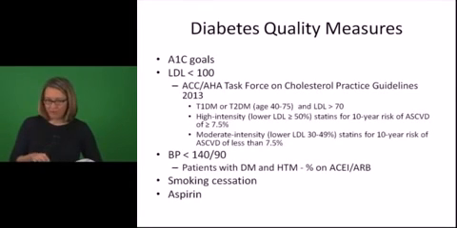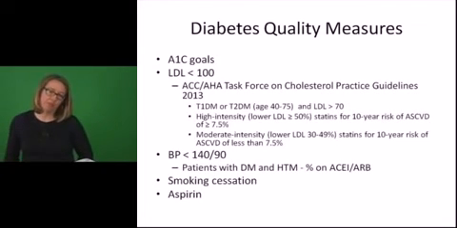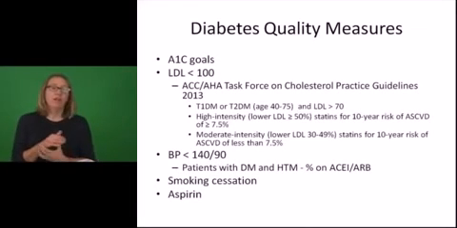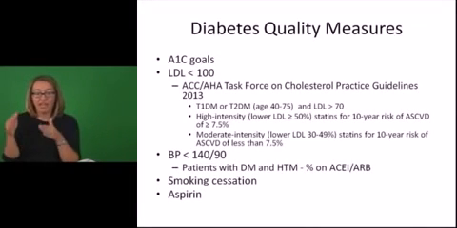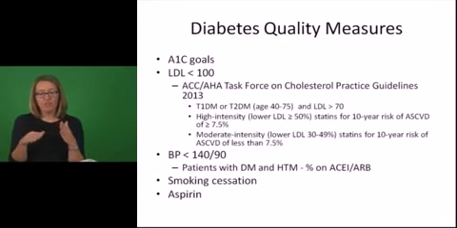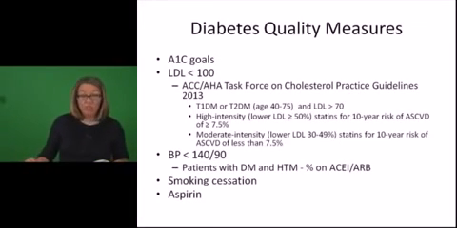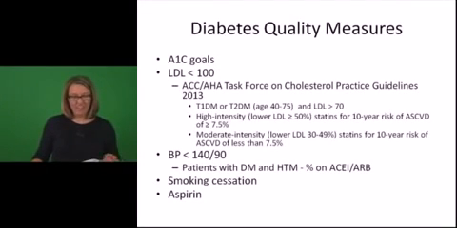Blood pressure goals of diabetics are very important, and the blood pressure goals have been slightly increased. Blood pressure should be less than 140/90. And a common quality measure used on pharmacy benefit plans are patients who have diabetes and hypertension, which percent of them are on an ACE or an ARB. You want your patients to quit smoking, and you want all patients to be on aspirin if indicated.